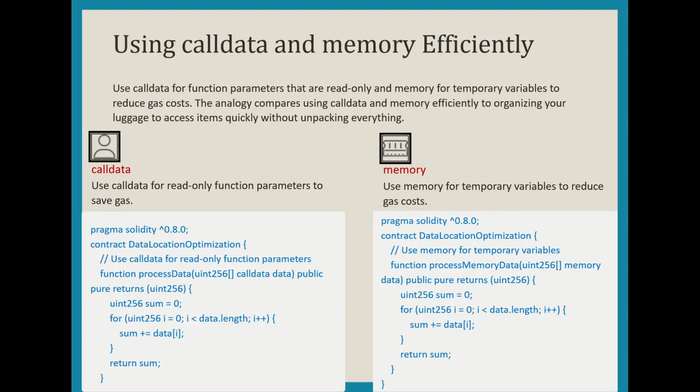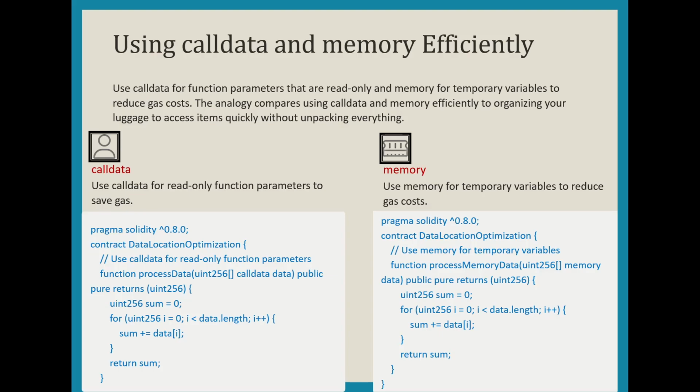Right, we'll compare the code. So first of all, both contracts define a function that takes an array of uint256 values and returns the sum of the elements in the array. When we use calldata, calldata is used for the data parameter, whereas when we use memory, memory is used for the data parameter, right? In the second code, memory is used; in the first code, calldata is used.